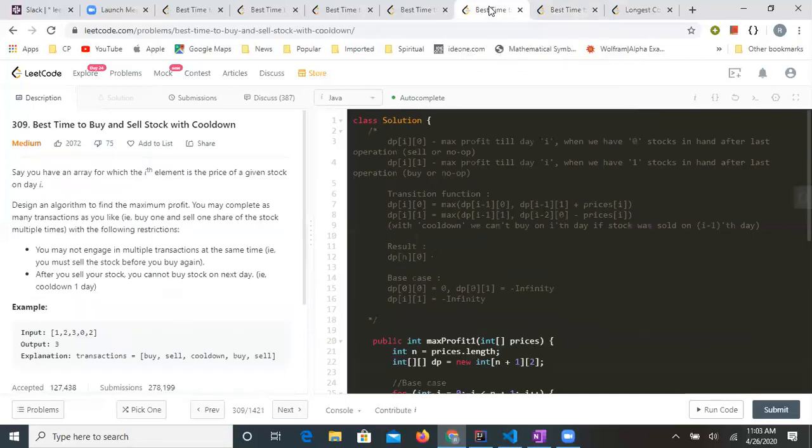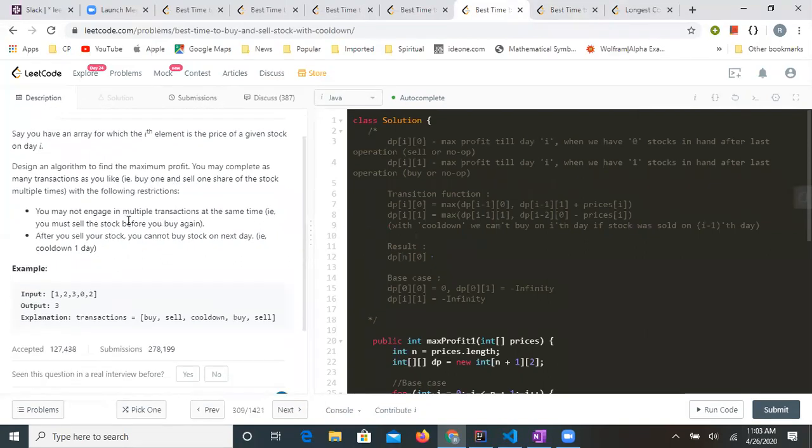And now here, this is a kind of similar problem. Here there is one more constraint. Here we are saying you may complete as many transactions as you like, buying one and selling one share of the stock multiple times, with the following restrictions. You may not engage in multiple transactions at the same time, which was already told, that we will have only one buy and sell. But also, after you sell your stock, you cannot buy stock on the next day. That is, you will have a cooldown of 1 day.